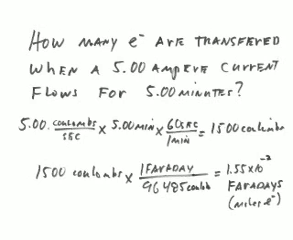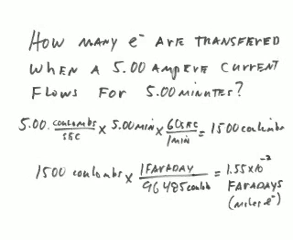So how many electrons are getting transferred when we run our current? How many electrons would be transferred if a 5 ampere current ran for 5 minutes? Well, our 5 ampere current is 5 coulombs per second times 5 minutes times 60 seconds per minute. We'd be transferring 1,500 coulombs of charge.